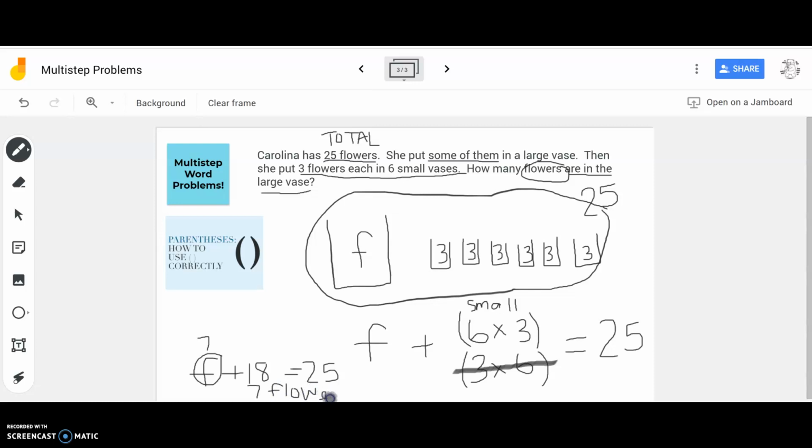Double checking my work once more here. Carolina has 25 flowers. That's my total. That's what I need in my whole picture. She has some in a large vase. I don't know how many, so I used F. She put 3 in 6 small vases, which makes it 6 groups of 3. That's why I put that in parentheses. That's separate from the large group. How many flowers are in the large vase? So my large vase plus the small vases had to equal 25. My small vases were 3, 6, 9, 12, 15, 18. I know 7 has to be in the large vase to make 25.